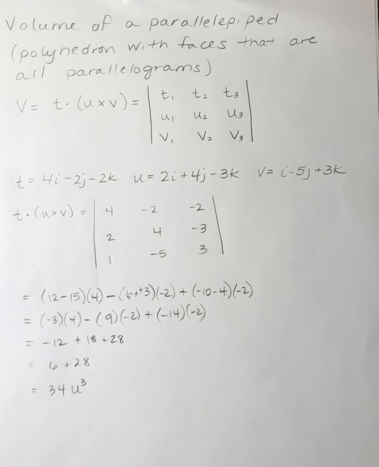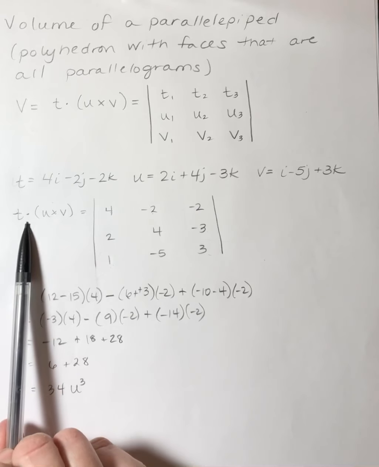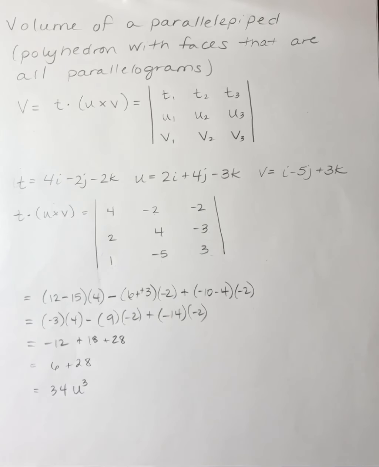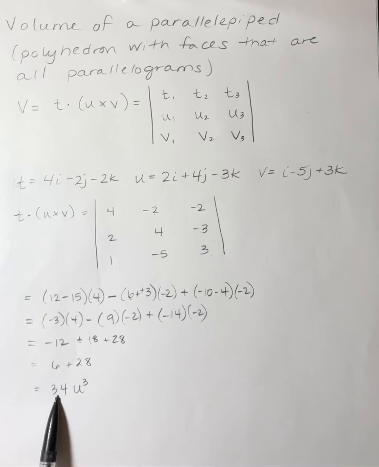Now, for both the area of a parallelogram and the volume of a parallelepiped, because you are doing a dot product, it is possible to get a negative when you find that scalar. Volume is always positive, area is always positive. You need to know that. You need to make sure that you take the positive portion of it. Okay, so if we had gone through and done this and I had gotten a -34, my answer would have been 34 cubic units.